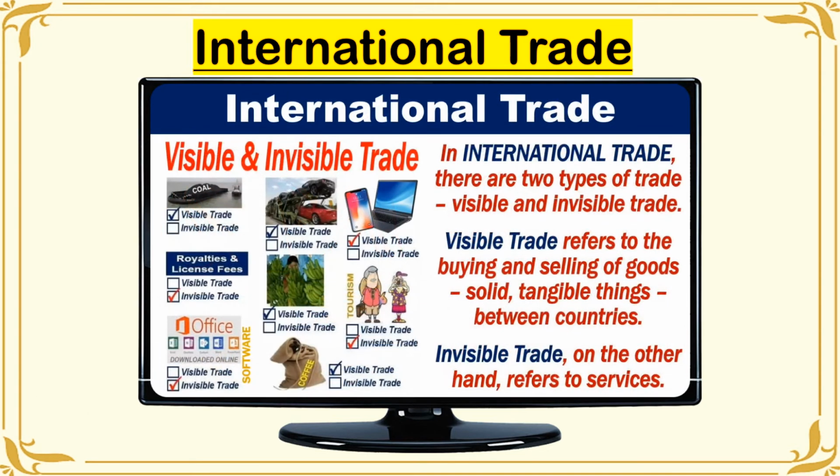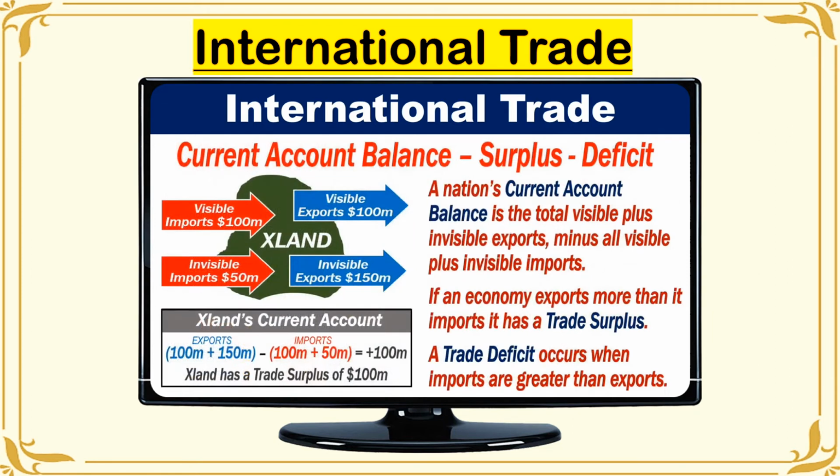There are two types of international trade: visible and invisible trade. Visible trade refers to the buying and selling of solid, tangible goods between countries, while invisible trade refers to the buying and selling of services. A nation's current account balance is the total visible plus invisible exports minus all visible plus invisible imports.